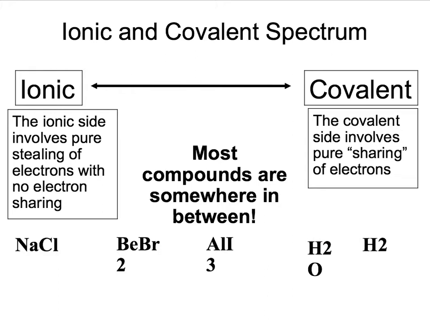And I have something like AlI3, aluminum iodide, where we might want to say it's ionic: aluminum's a metal, iodine's a nonmetal. It turns out that it's not really that ionic, and we'll get into maybe why that's not ionic. And then we see beryllium bromide here. Beryllium is pulling pretty hard on bromide's electrons, and it's not really a pure stealing going on. So let's get into some of the details on what makes up this spectrum.